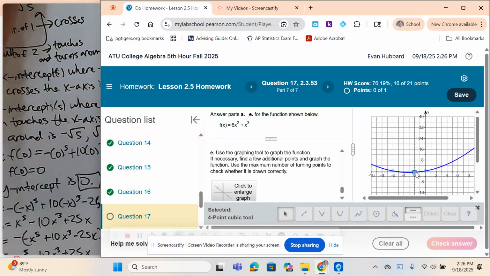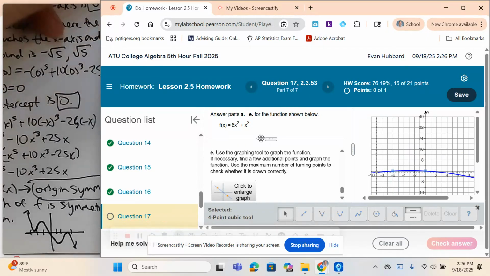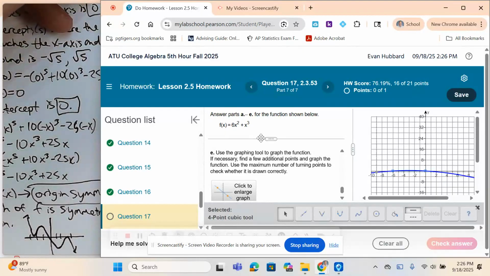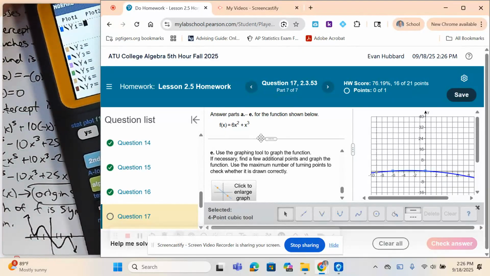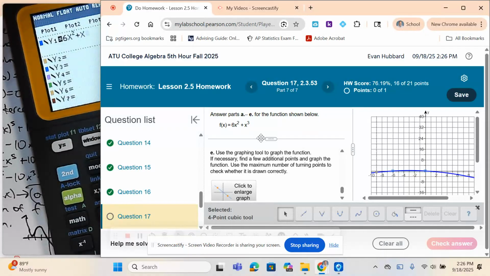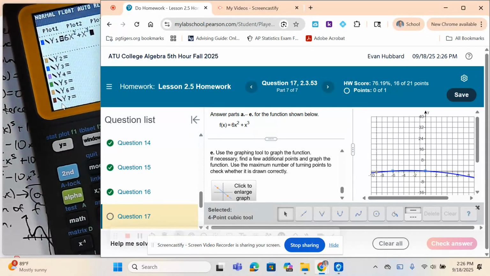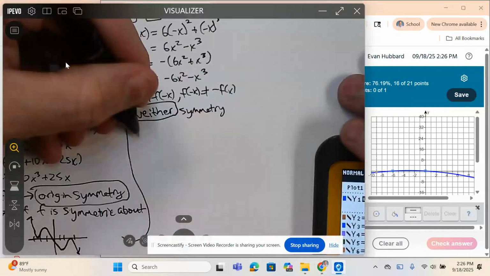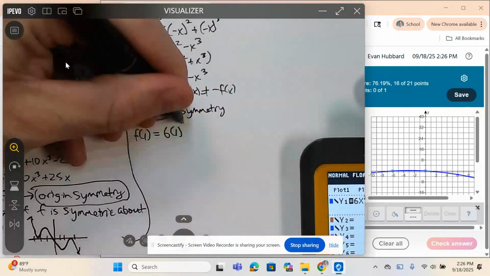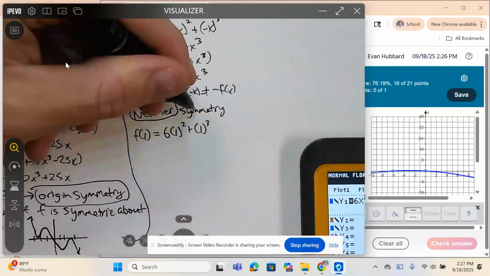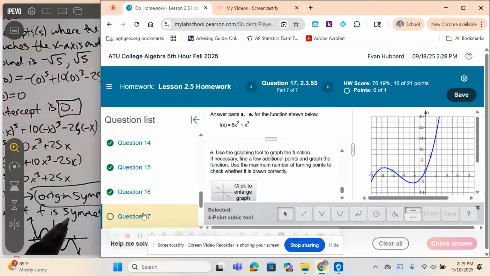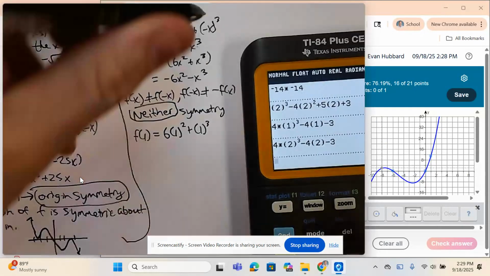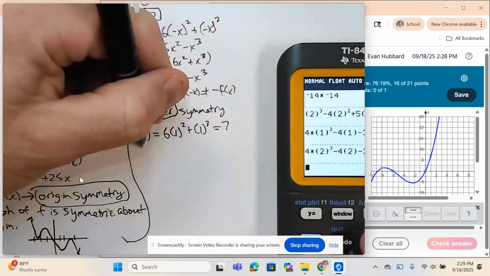Since one of my zeros is also the y-intercept, I'm going to have to find an additional point. I could use my calculator: 6x squared plus x to the third. Let's say I did 1. So f of 1 equals 6 times 1 squared plus 1 cubed. All right, so this would give you 6 plus 1, which is 7. So 1, 7 is a point on there.